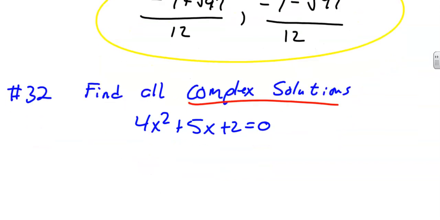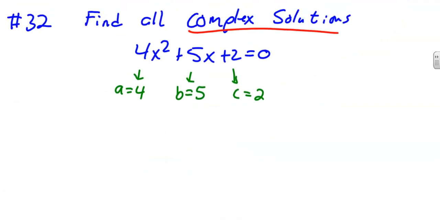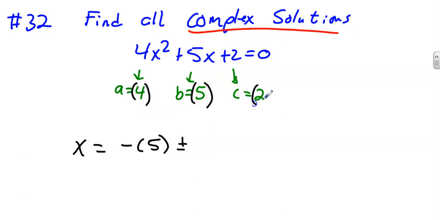We're still going to take the numbers, we're still going to plug them into the quadratic formula, so that part's not going to be any different. This one, our A value is 4, B value is 5, and our C value is 2. Again, it's a little thing, but go back and take those numbers and put parentheses around them when you plug them back in.